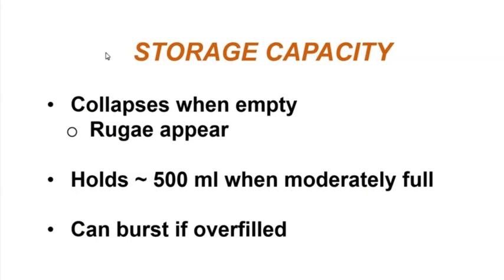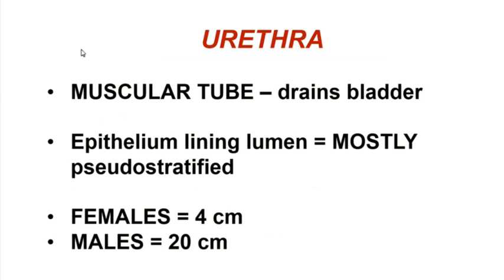As far as capacity goes, the urinary bladder holds roughly half a liter, which is about 500 milliliters. When it's moderately full, it can hold 1,000 milliliters or 1 liter if necessary, but usually we will feel the need to void before that limit of 1,000 milliliters is reached. And just like the stomach, it can burst if it is overfilled. So that is the urinary bladder.